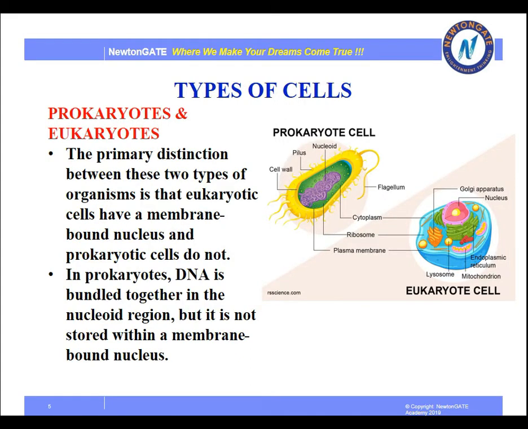So, what are the types of cells? They are prokaryotes and eukaryotes. Prokaryote is a Greek word that means before nucleus, and eukaryote means true nucleus. The primary distinction between these two types of organisms is that eukaryotic cells have a membrane-bound nucleus and prokaryotic cells do not. In prokaryotes, DNA is bundled together in the nucleoid region, but it is not stored within a membrane-bound nucleus.